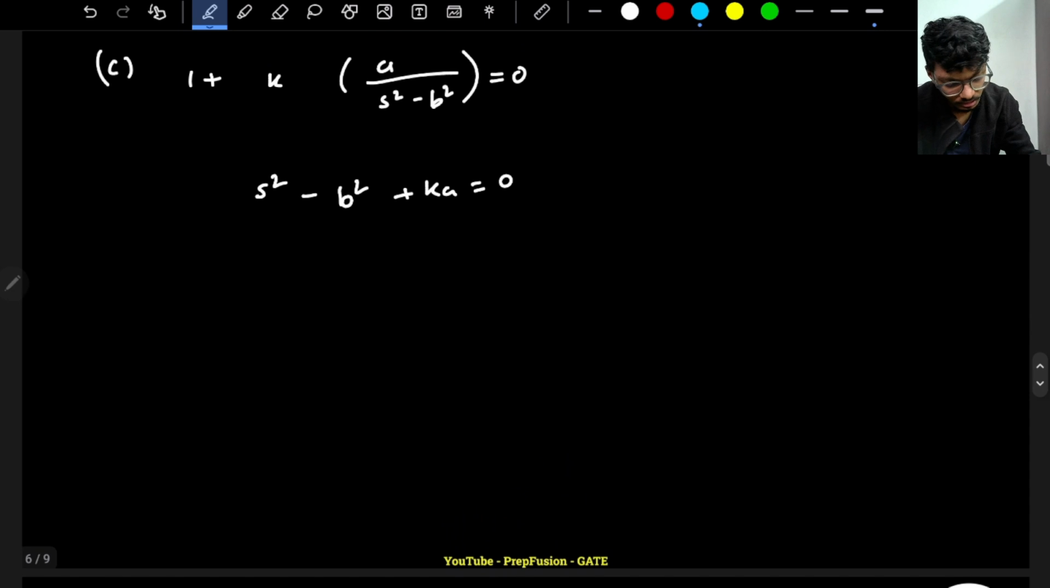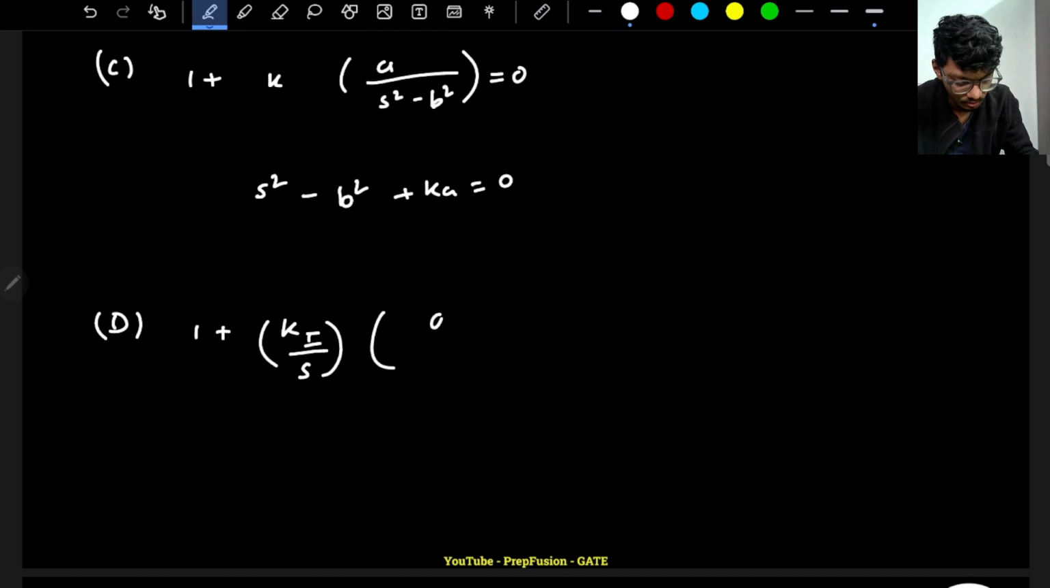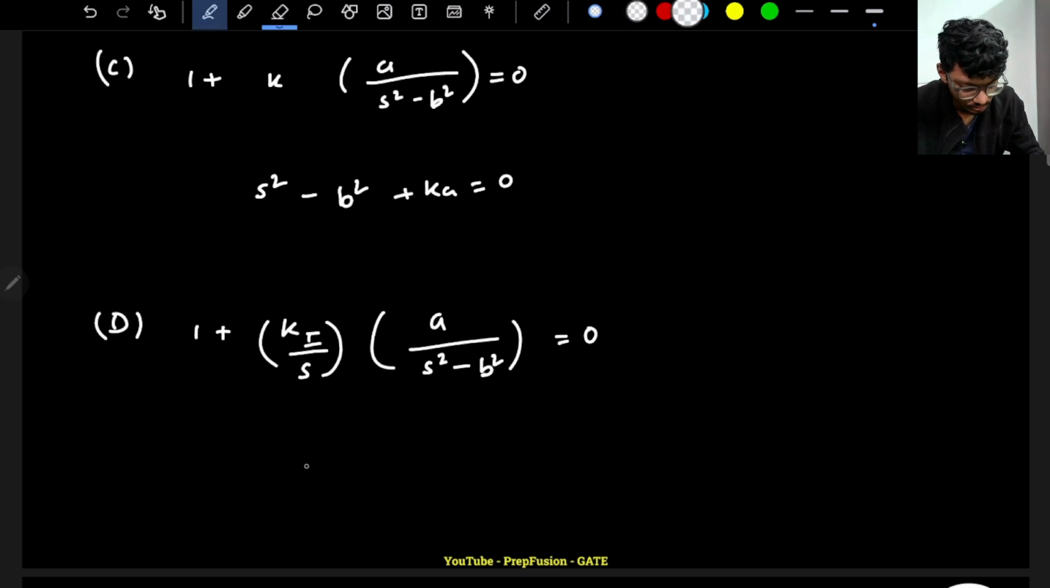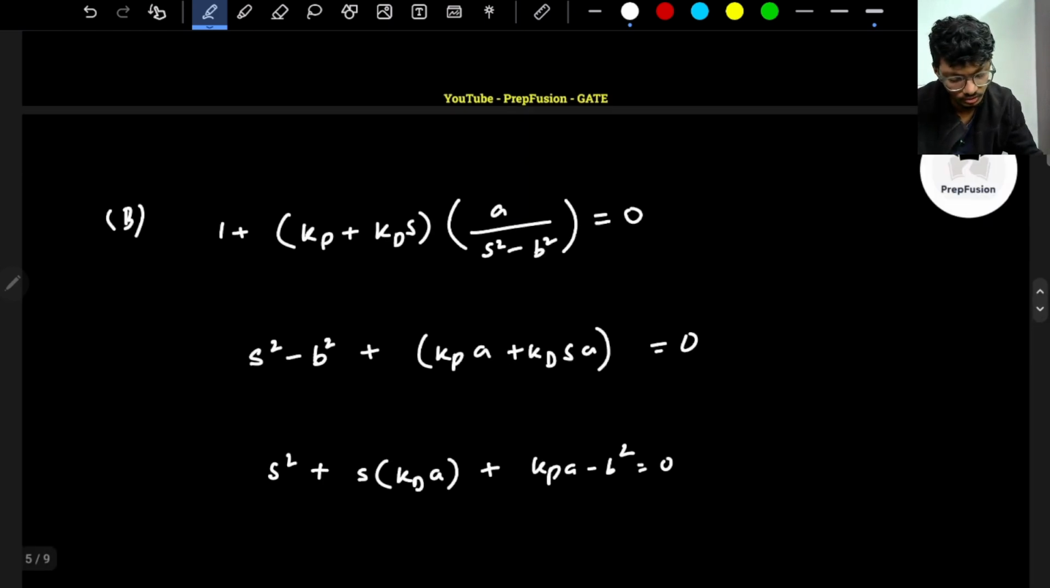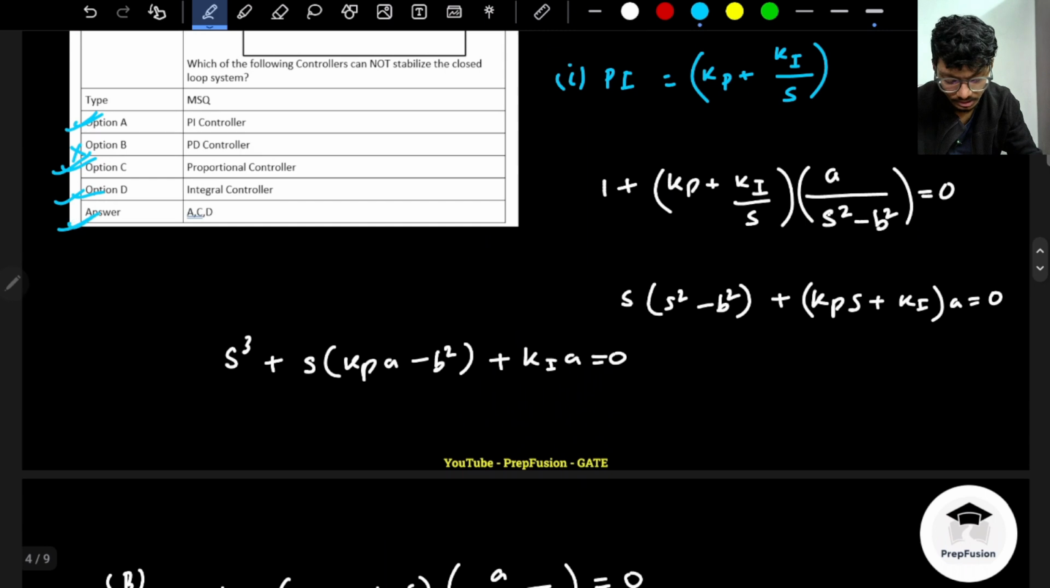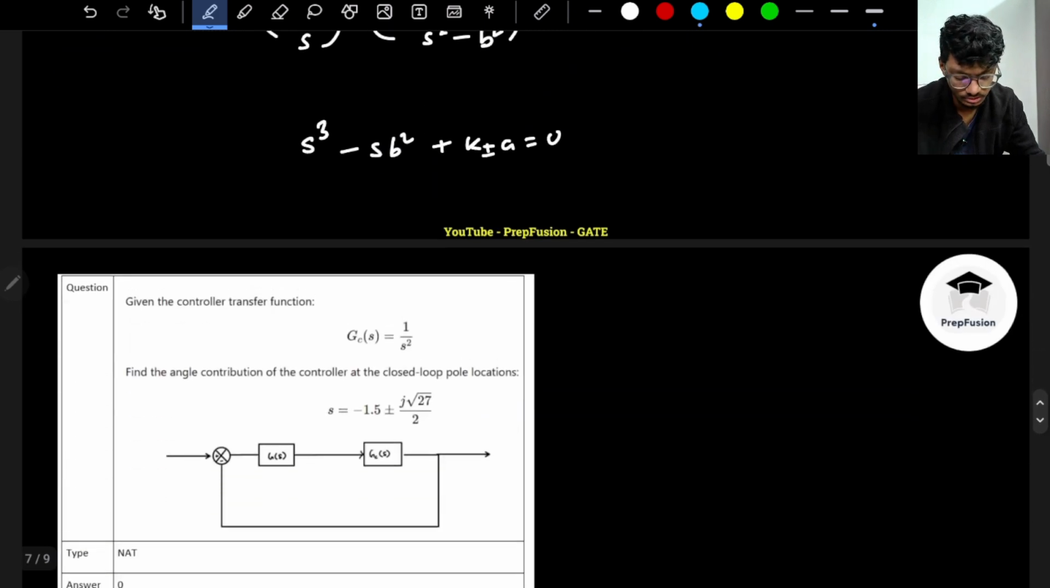If you see, the last option is 1 plus Ki divided by s into A divided by s square minus b square equals 0. So this will be s cube minus s b square plus Ki A equals 0. Okay, so again one of the coefficients is missing, that is s square, so hence this also will not be able to stabilize my system. So A, C and D will be correct for this question. Let's move on to the next question.